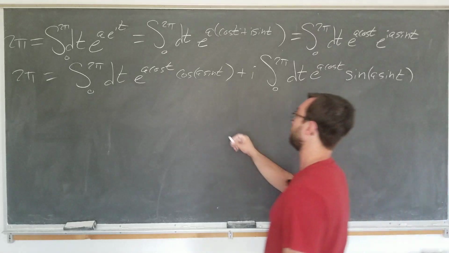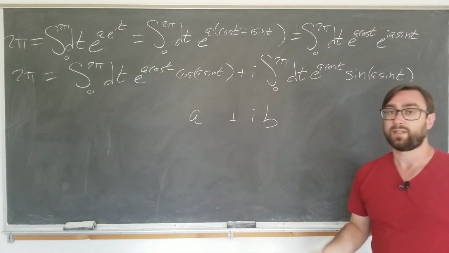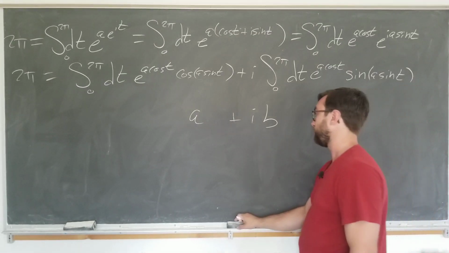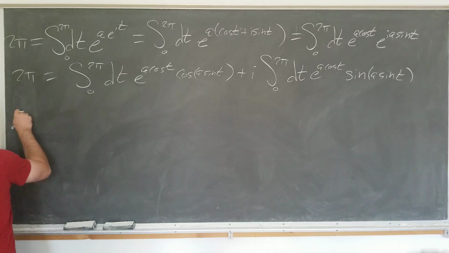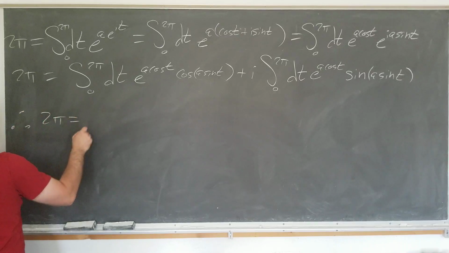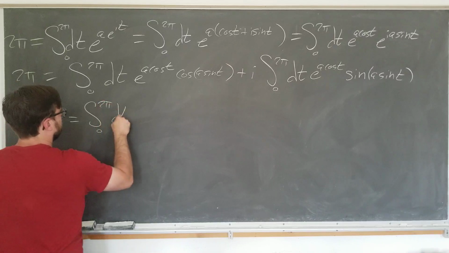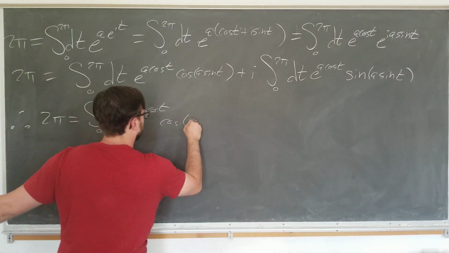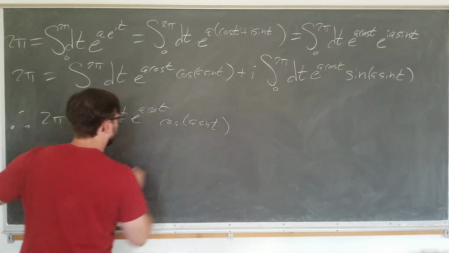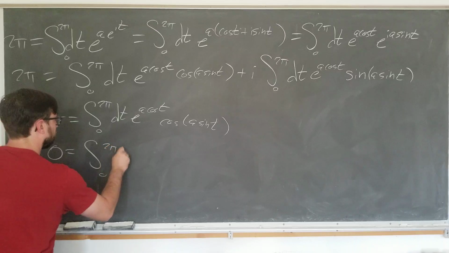This is just a really fancy a plus ib. So we can set the real and imaginary parts equal to each other. Immediately, we can deduce that 2 pi is equal to the first integral here. And 0, interestingly, is equal to the second integral here.